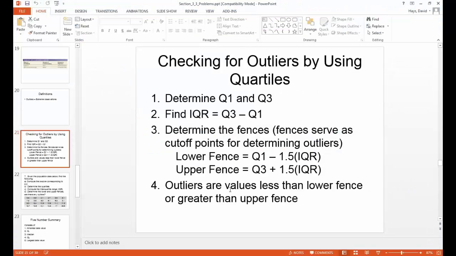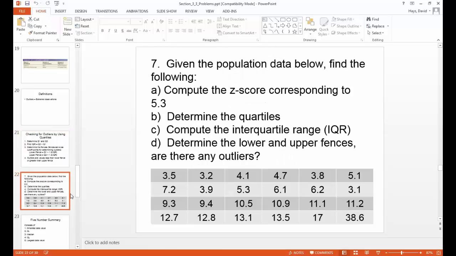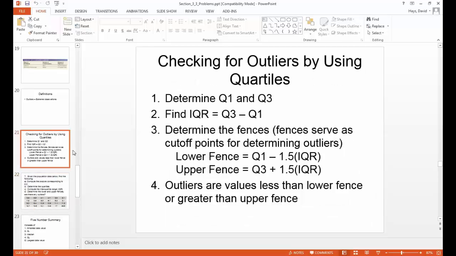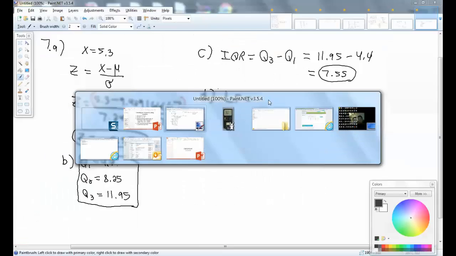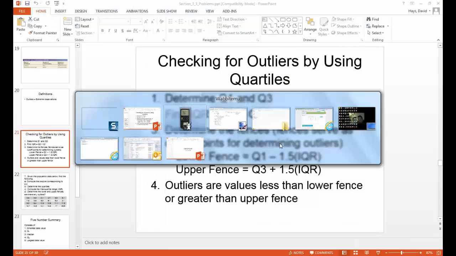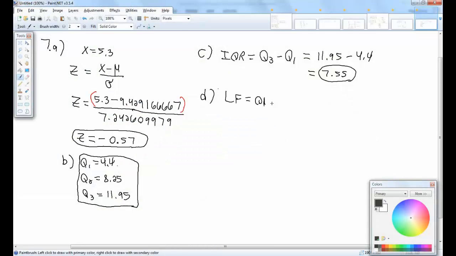Okay, now D asks us about outliers, or values less than the lower fence or greater than the upper. Determine the lower and upper fences. Are there any outliers? And again, they're guiding you through it. In order to figure out the outliers, we have to find the lower fence and the upper fence. Now these are called different things in different books. Some call them lower boundaries, upper boundaries, but they're used to determine the outliers. Okay, lower fence. It says lower fence is Q1 minus 1.5 times IQR, I think. Yeah. So let's find that one first. So Q1 we said was 4.4 minus 1.5 times IQR, which is 7.55.